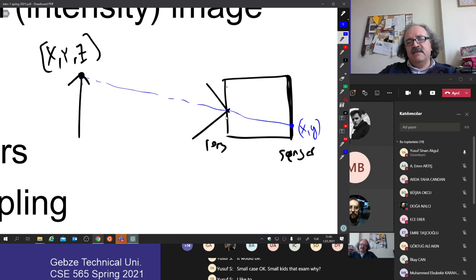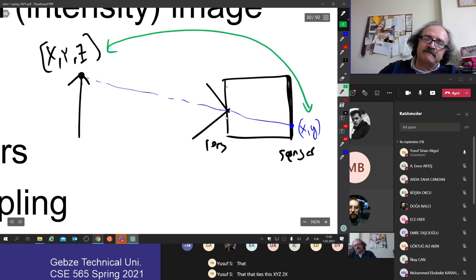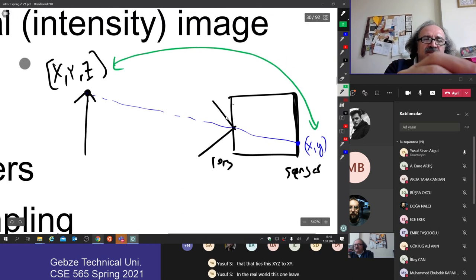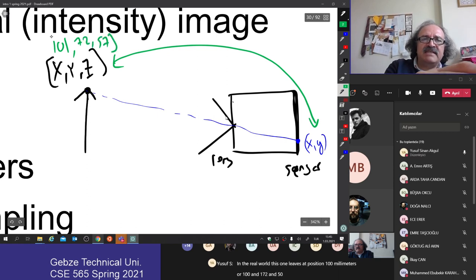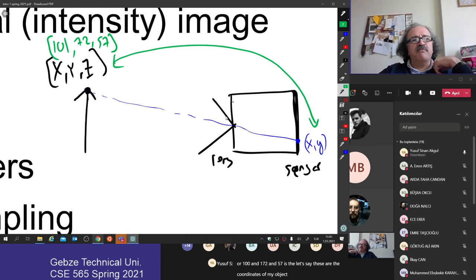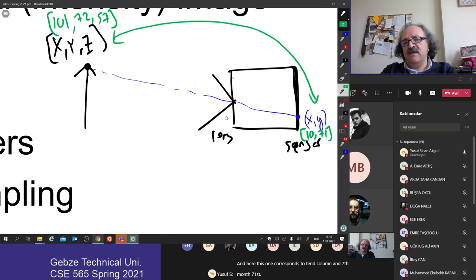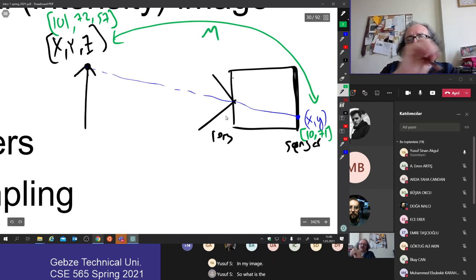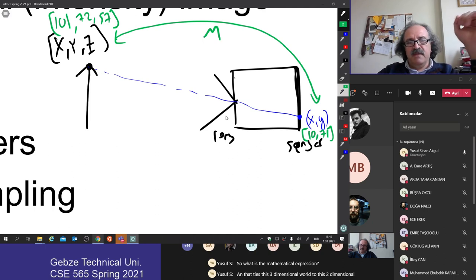I would like to find a mathematical expression, a closed form expression, that ties this XYZ to xy. In the real world, this one lives at position 100 millimeters, 101, 72, and 57. Let's say these are the coordinates of my object in millimeters in the real world. And here, this one corresponds to the 10th column and 71st row in my image. So what is the mathematical expression M that ties this three-dimensional world to this two-dimensional image matrix position?